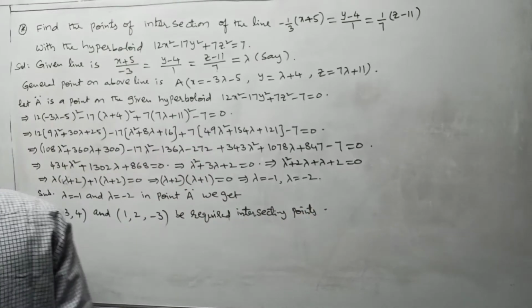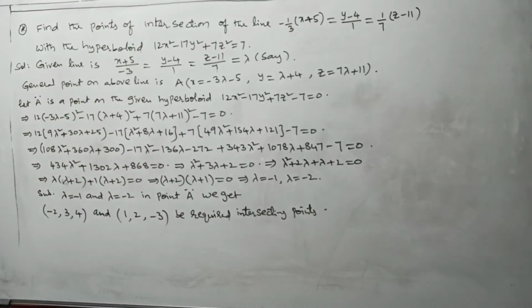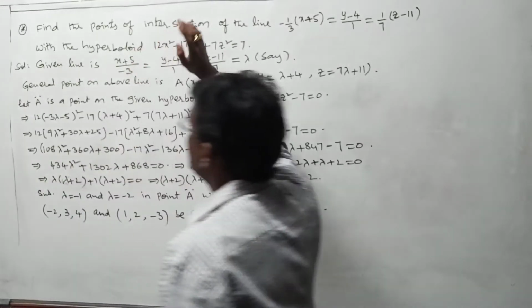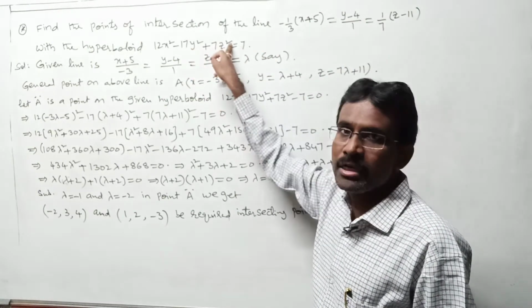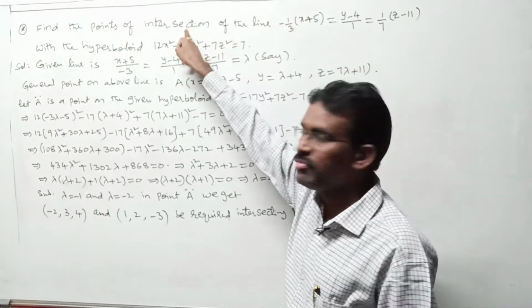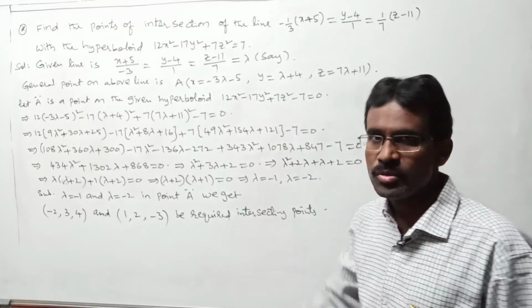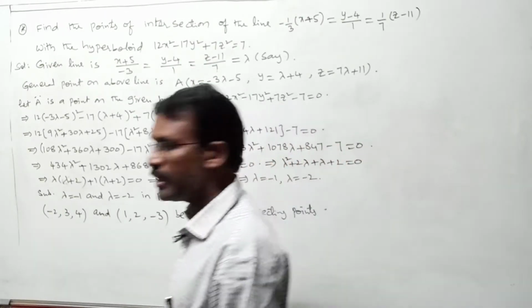Yes, this is about your question: the points are (minus 2, 3, 4) and (1, 2, minus 3). If in this model they simply give one line and one conicoid and want the intersecting points between them, you must go like this only. This is again one of the important concepts here.